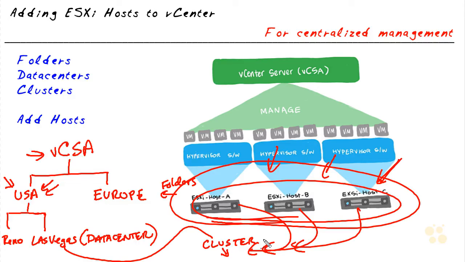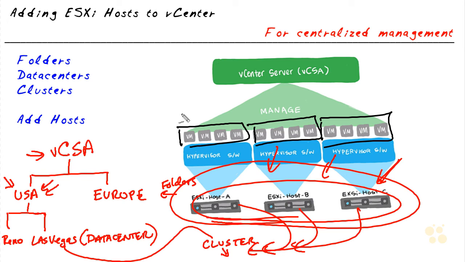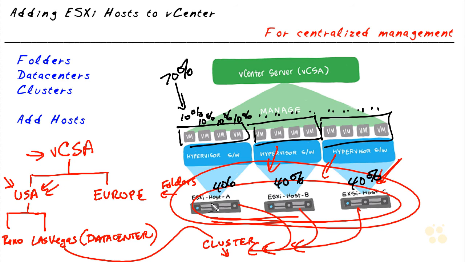Let me give you an example of one of them. Let's say that each of these ESXi hosts has 4 virtual machines that are running. And let's say each of those virtual machines is using approximately 10% of the CPU of their host. So as an example, let's imagine that each of these ESXi hosts is at 40% utilization regarding CPU. So they're all at 40%. And then, all of a sudden, this virtual machine goes crazy. Let's say it takes up 70%. So now, ESXi host A is at 100% utilization regarding CPU.